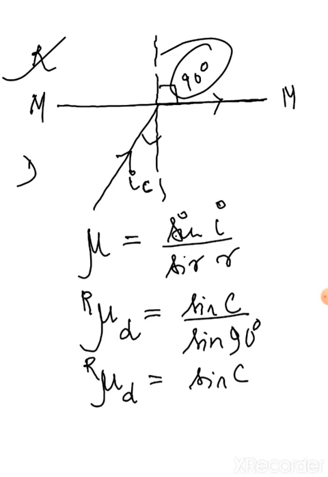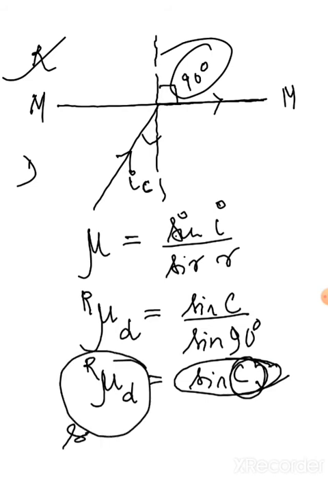Are you getting my point? Yes. Or you can see that if you know the value of the critical angle for the given pair of media, you can easily put the value here, find the sine of that particular angle, and get the refractive index of the denser medium with respect to the rarer medium. All right, so this is our critical angle.